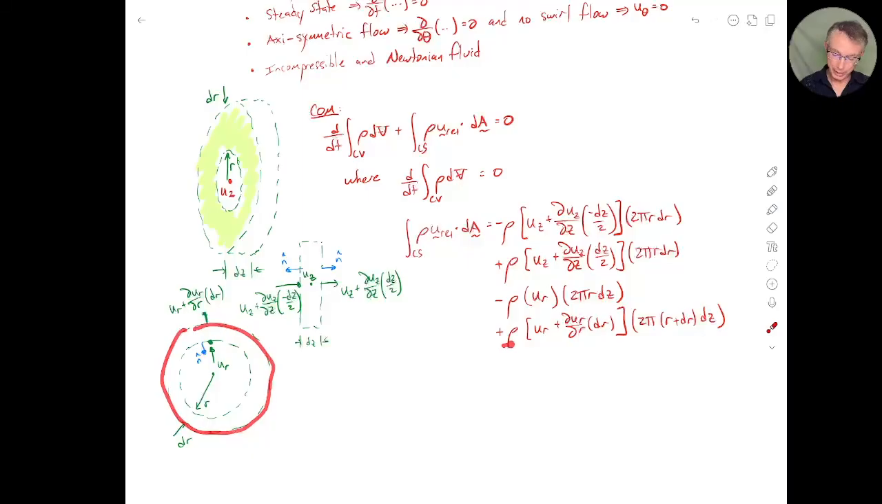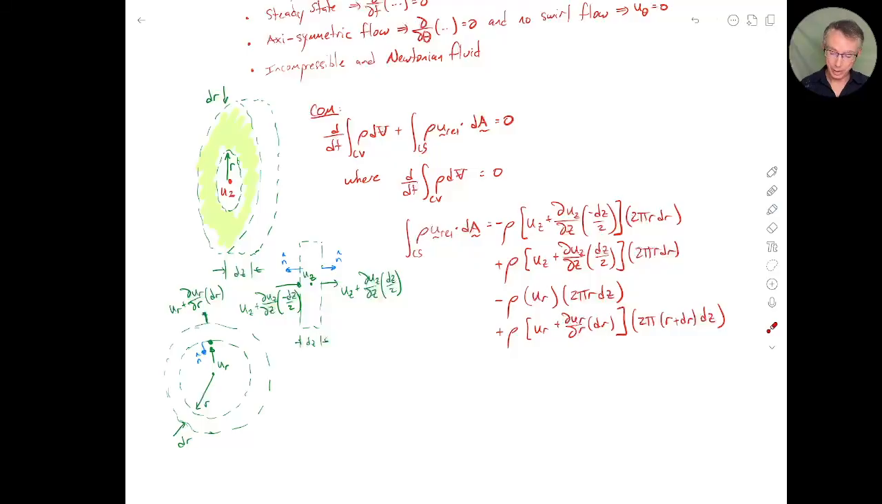So again, we have the density. Here's the radial velocity at that point. Remember, it's a little bit different because we've moved from the inner surface to the outer surface. This is the area of the outer face. Again, it's the circumference, but in this case, the circumference is 2 pi times r plus dr because it's a little bit bigger circumference than the inner one. And then dz is the thickness in and out of the page.